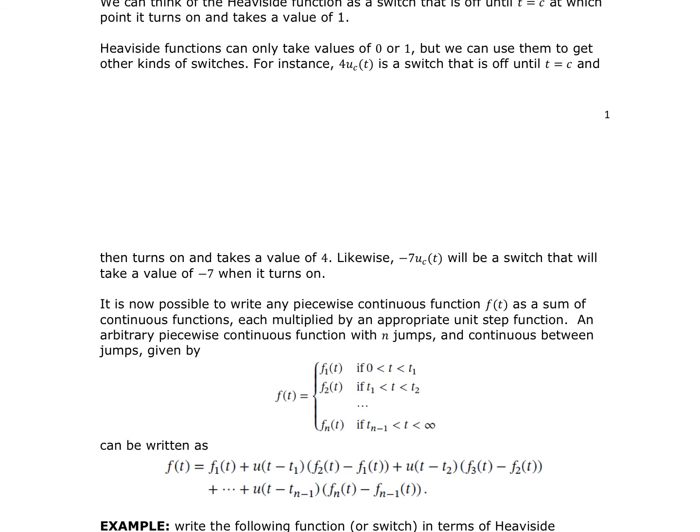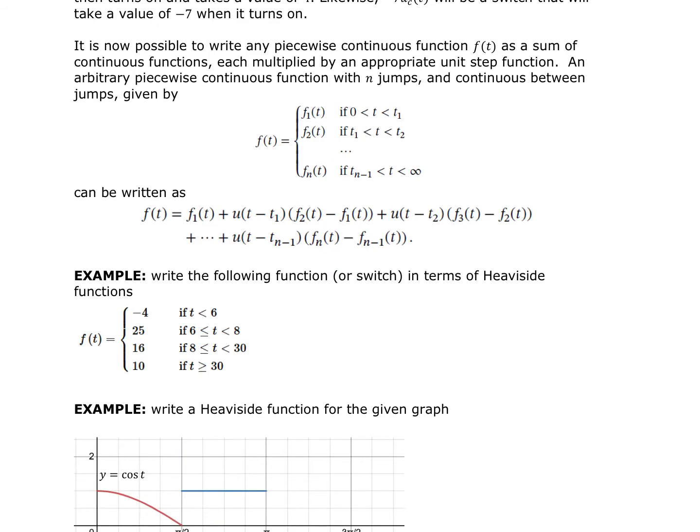You might also see it written in this manner. f of t is equal to f sub 1 of t plus u of t minus t1 times f sub 2 of t minus f sub 1 of t, plus u of t minus t2 times f sub 3 of t minus f sub 2 of t, all the way up to u of t minus t sub n minus 1 times f sub n of t minus the previous f sub n minus 1 of t. If I'm asked to write a switch function or a Heaviside function of this, I'm just going to follow this pattern.